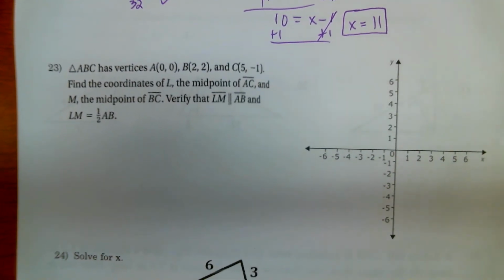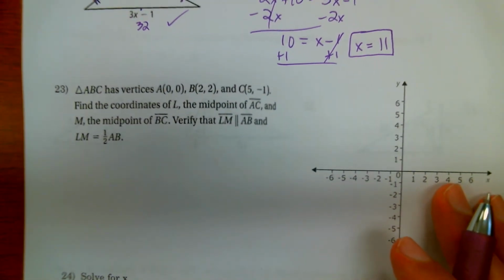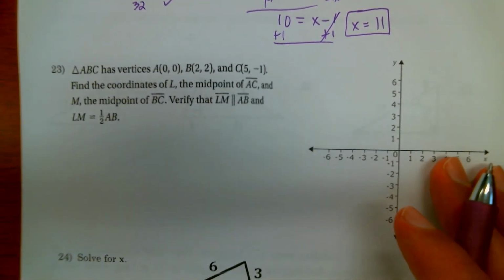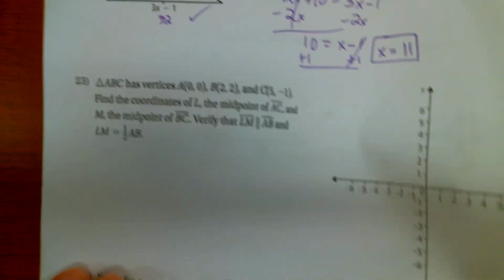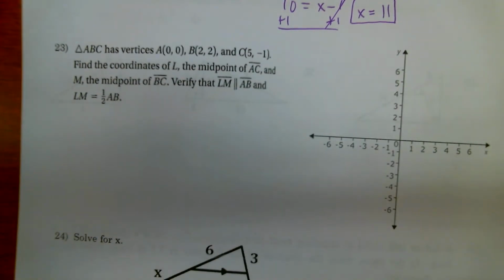All right, so in this problem, it says triangle ABC has the following vertices: 0, 0, 2, 2, and 5, negative 1. It says find the coordinates of L, the midpoint of AC, and M, the midpoint of BC.